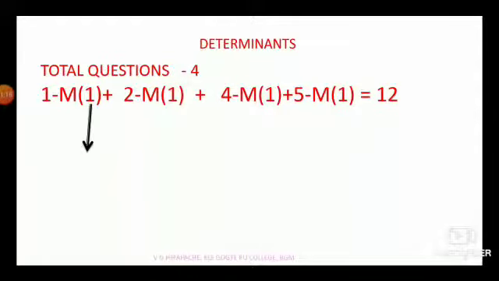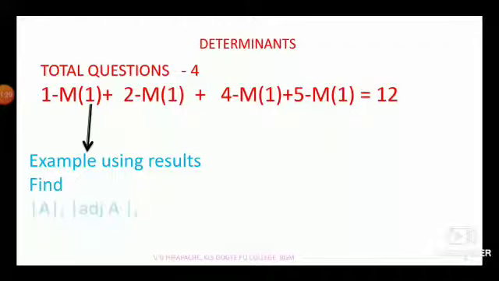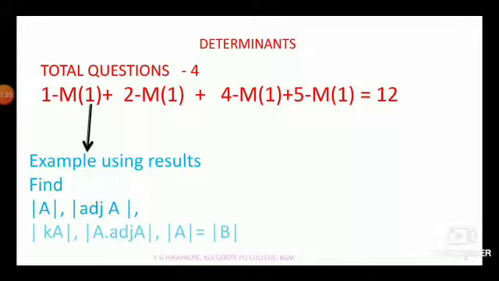1 mark 1 question will be asked on examples using the results, like finding the determinant of A, determinant of adjoint of A, determinant of K into A, determinant of A into adjoint of A, or determinant of A is equal to determinant of B. Then find the unknown.